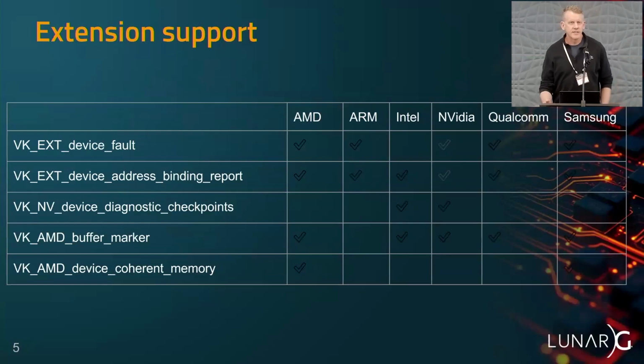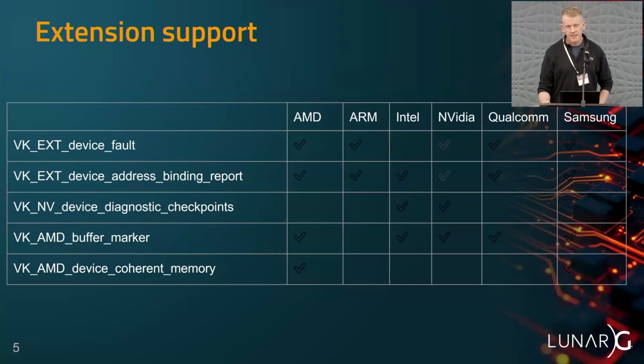So there's a number of extensions. They're very widely supported. My colors got lost. Device fault is the main one. That is information from the driver about a GPU crash to try and give you more information about what's going on. Device address binding report is information about all the device addresses, not just buffers, but internal driver allocations as well that are being made on the hardware. So that gives you a map of memory on the GPU, which is used to figure out what's related to your fault. We'll talk about that.